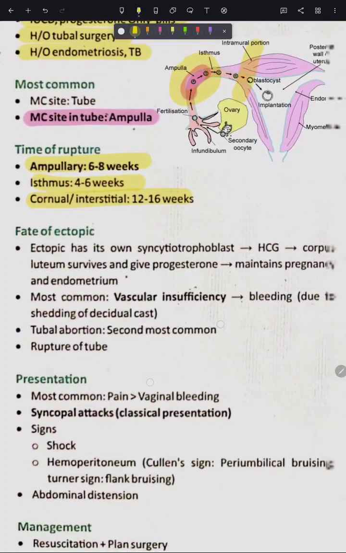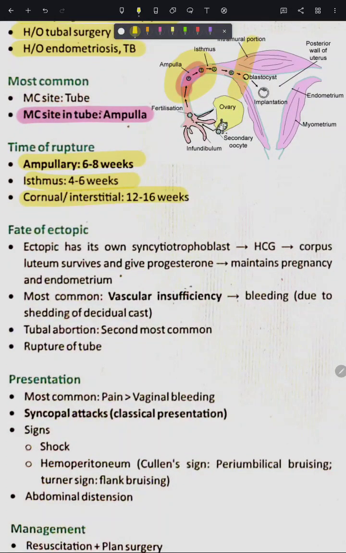Fate of ectopic. Ectopic has its own syncytiotrophoblast producing HCG. The corpus luteum survives and gives progesterone, which maintains the pregnancy and endometrium.